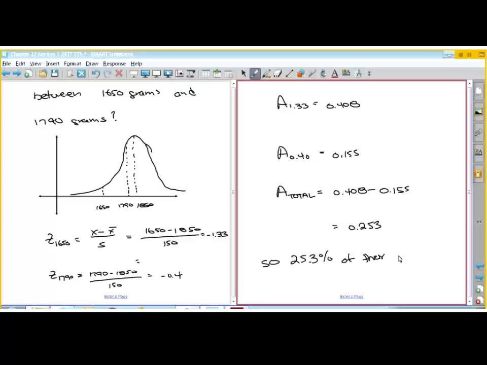So 25.3% of their chickens have a weight between 1,650 grams and 1,790 grams.